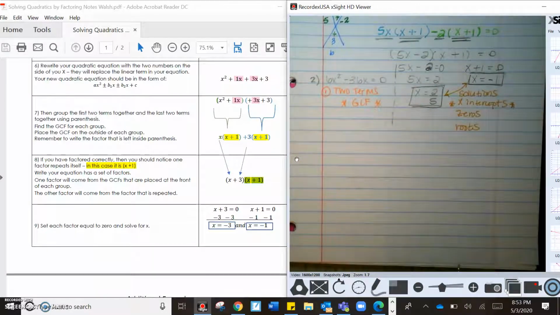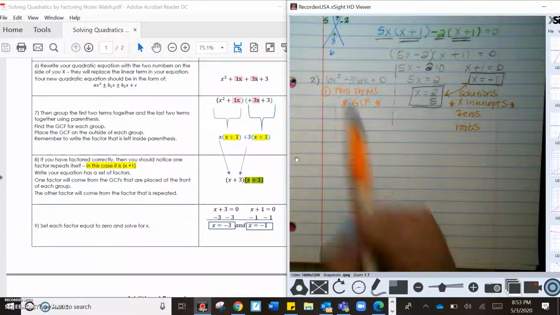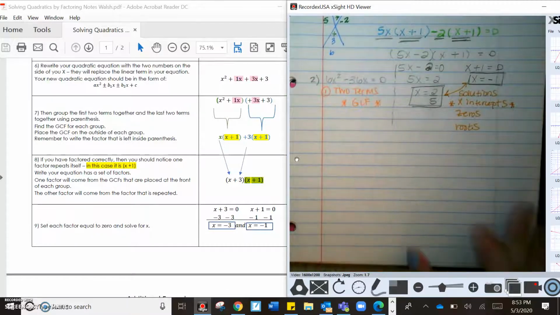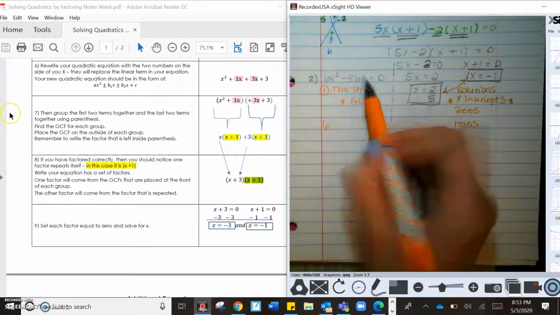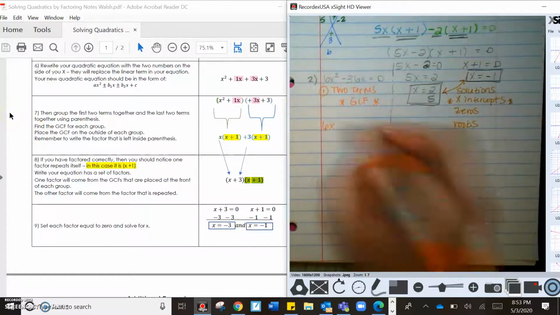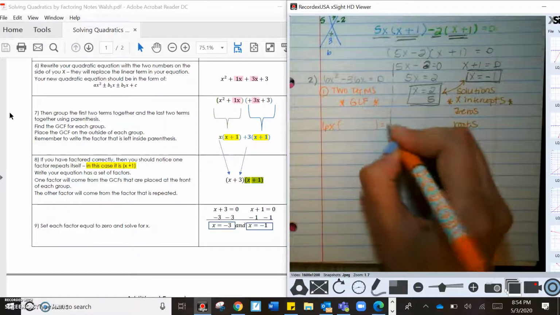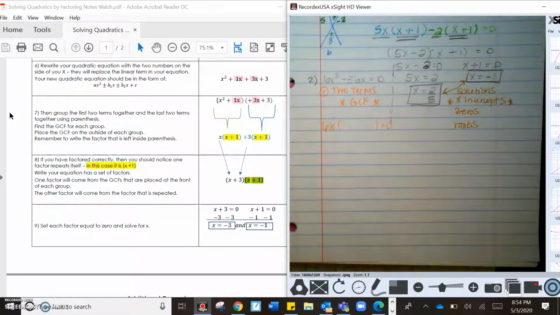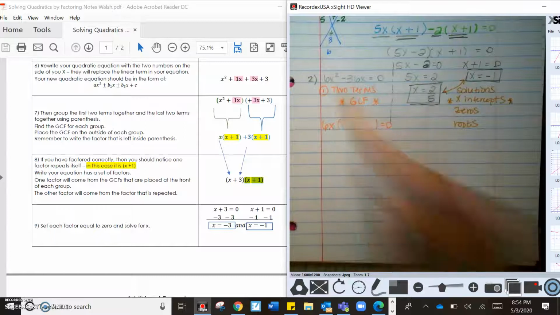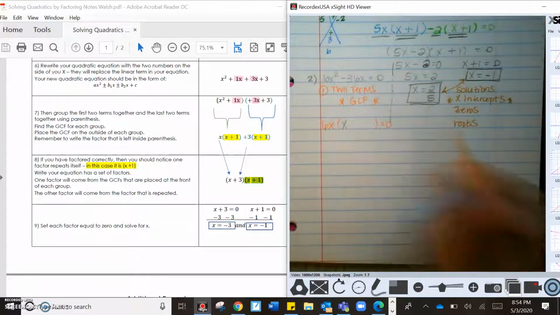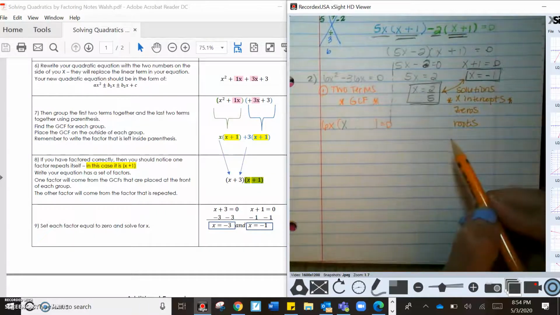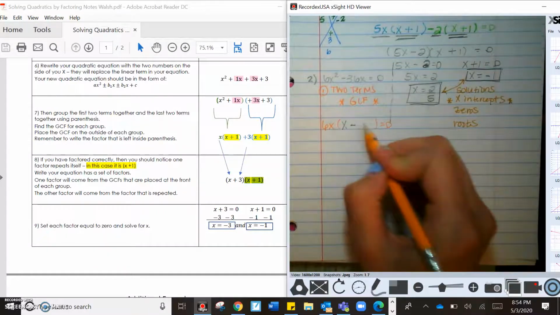So the GCF here, what can go into 6 and 36? 6. What can go into x squared and x? x. But what's left over? 6x times what gives me 6x squared? x. 6x times what gives me a negative 36x? Negative 6.